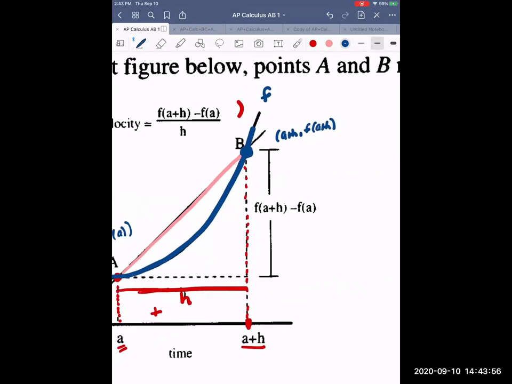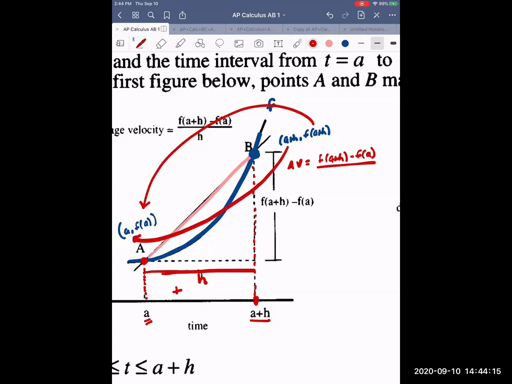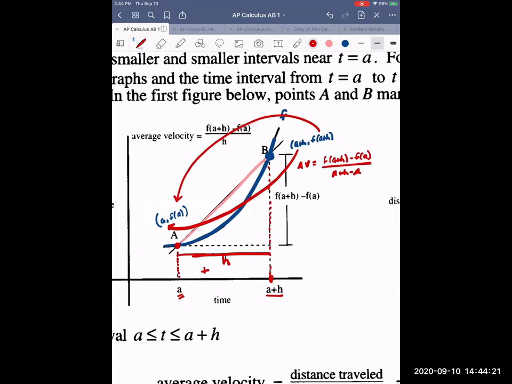So if I want the slope or the average velocity of this function, it's going to be the change in y all over the change in x. Well, the change in x will be a plus h minus a, and the a's cancel. So what we're left with is this very special formula, f of a plus h minus f of a all over h, which is known as the difference quotient. Extremely important formula. You need to know this very well, okay? The difference quotient.